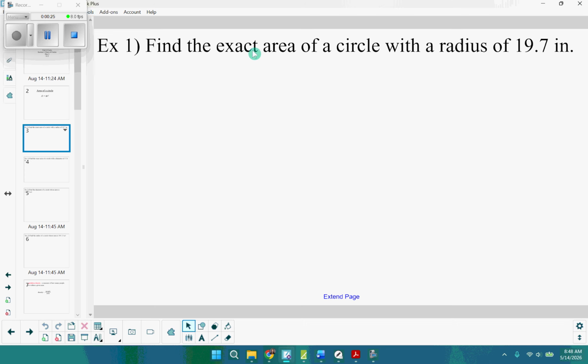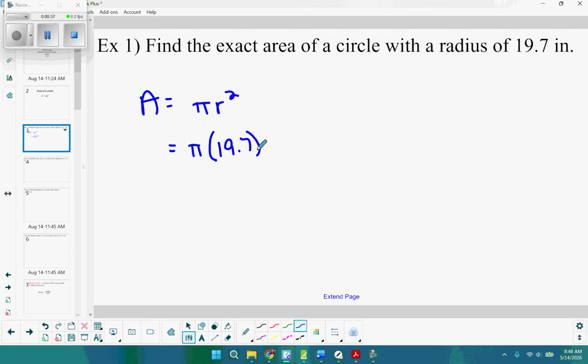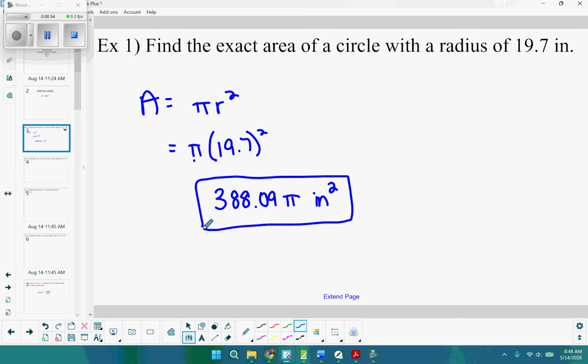So find the exact area of a circle with a radius of 19.7 inches. So when we do our A equals pi r squared, that's going to be pi times the radius, 19.7 squared. So we're only squaring the 19.7. We get 388.09, and then we attach the pi to it. So 388.09 pi, and if it's inches, my area will now be square units. That's going to be square inches.